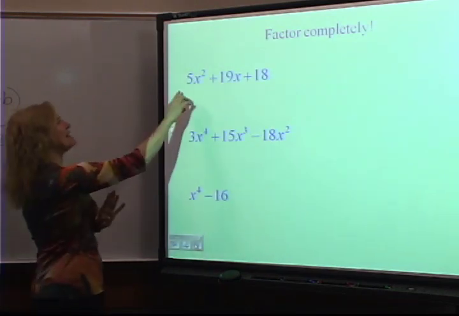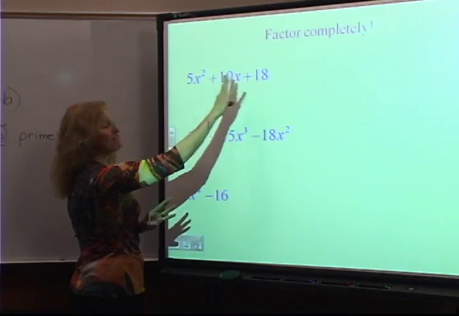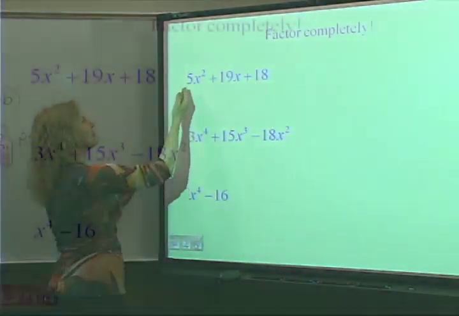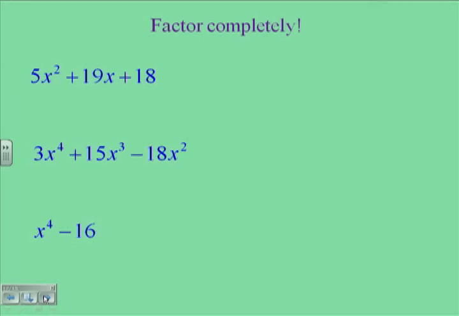When I see something like this, I go looking for greatest common factor because I'd really like for the numbers to get smaller. But unfortunately, with a 5, a 19, and an 18, there's nothing common. Okay. But he does look like he has come from foiling. So he looks like I should unfoil him.